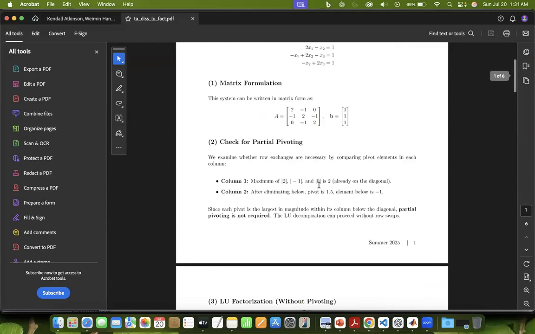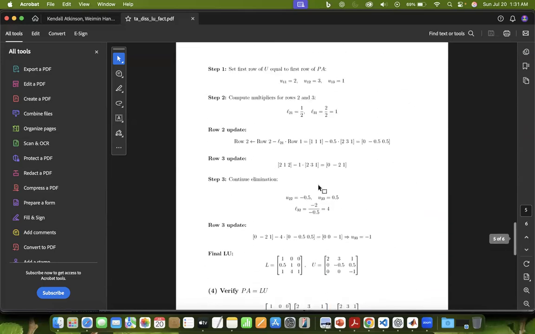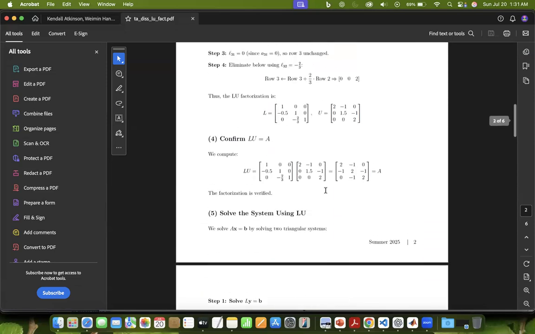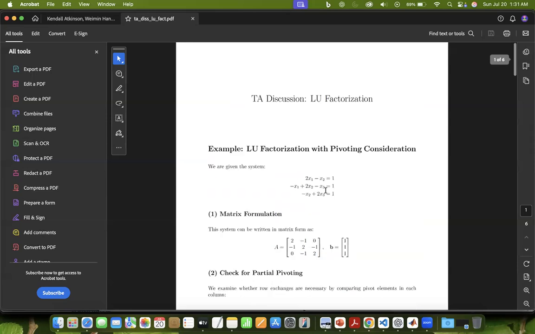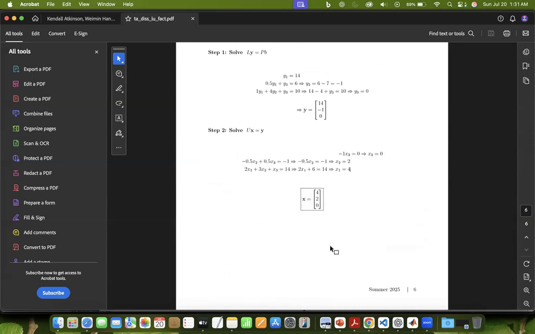And then that's it. So basically, the second problem is where you need to keep track of this P matrix for the row switches. But for the first problem, you don't have to worry about that. So that's what segregates the two different worlds of with pivoting and without pivoting.